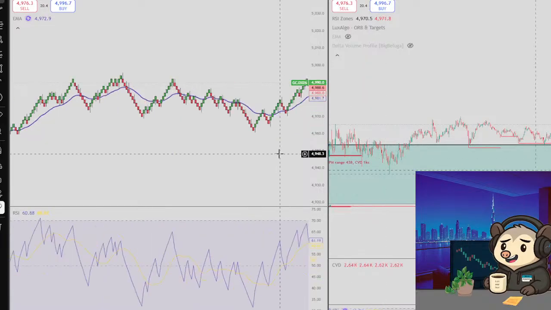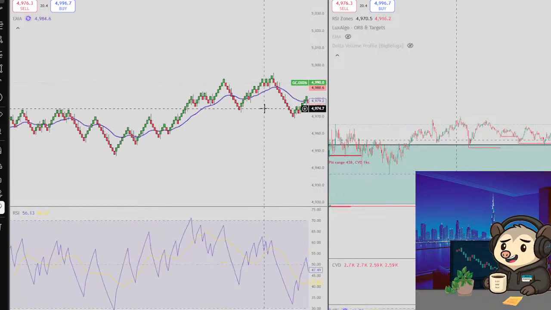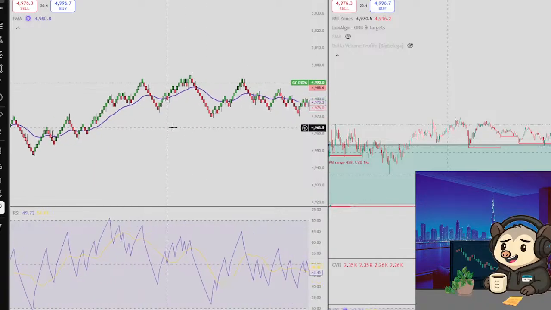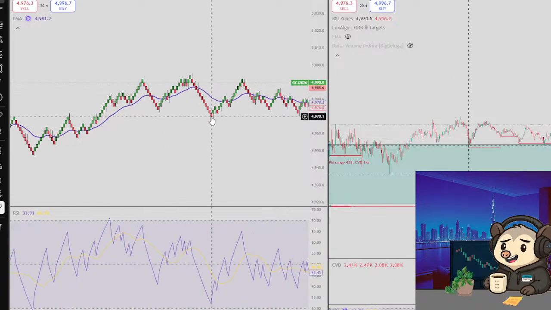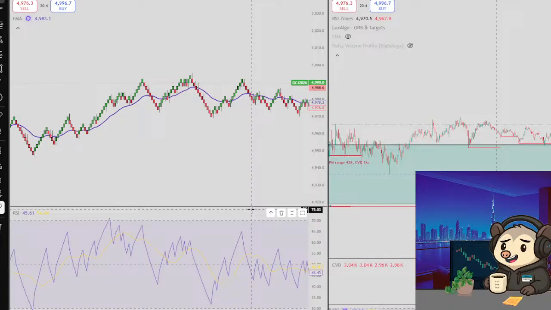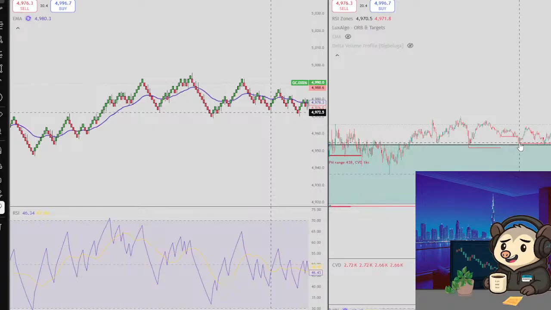Like again, right here. See, it became oversold right there. Not here, but you wait for a crossover. And it became oversold here, but it was already selling. And it never crossed until we became oversold again. And then you get that crossover.